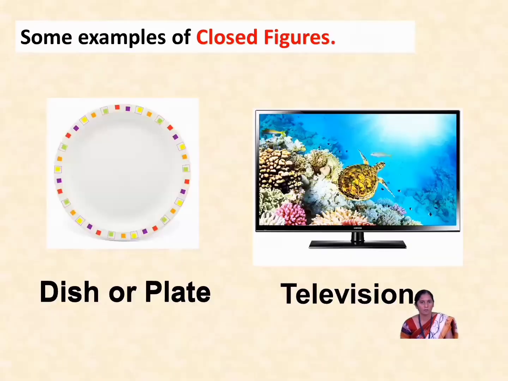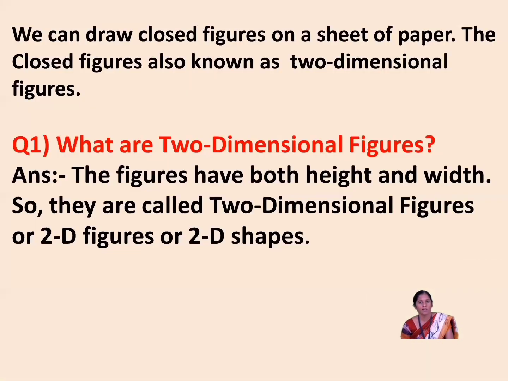Some examples of closed figures we can see in our day-to-day life, that is the dish, or we can say the plate. It is in the circle shape, it is closed. So this is the example of closed figure. The second one is television. We can draw closed figure on a sheet of paper. The closed figures are also known as two-dimensional figures.